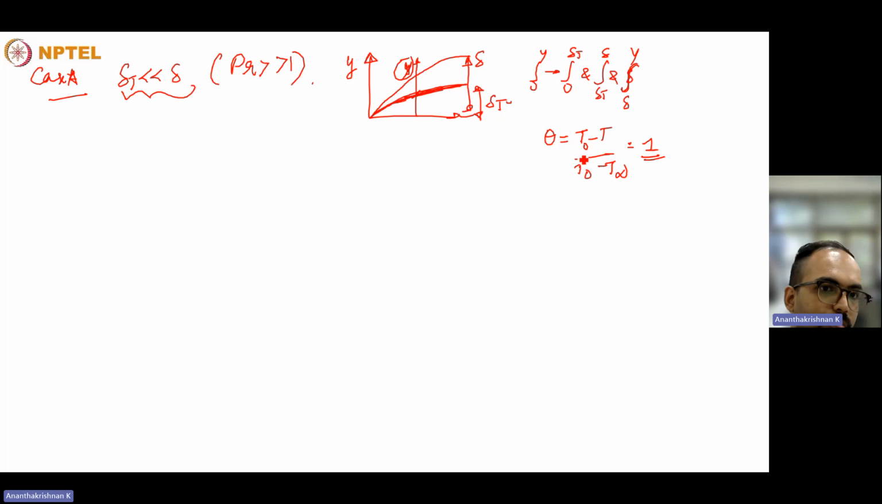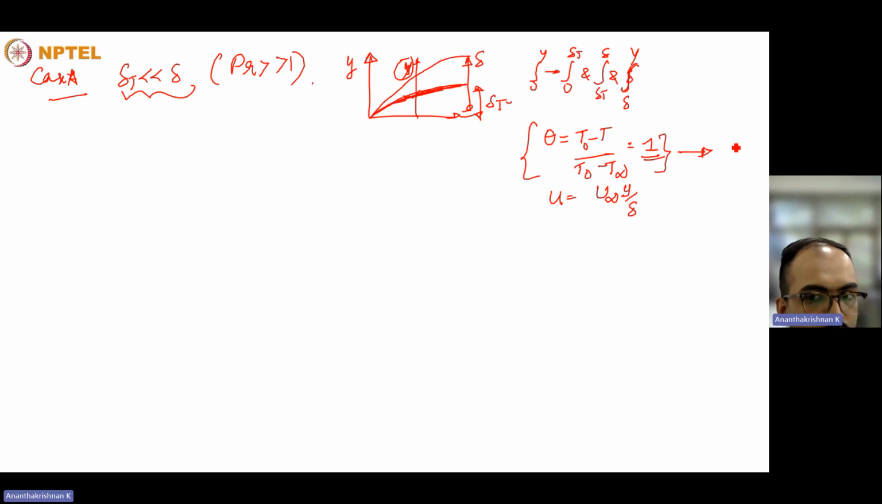the value of U will be equal to U infinity y by delta. So the value of U in this range will be equal to U infinity into y by delta. So basically it means that in the energy equation, theta is equal to 1.